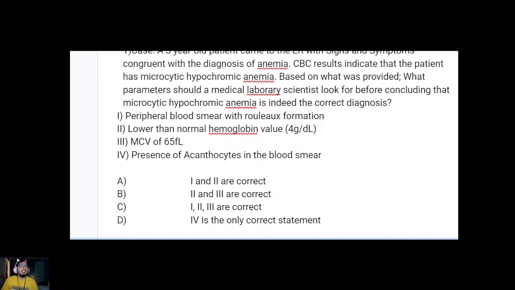A 3-year-old patient came to the AR with signs and symptoms congruent with the diagnosis of anemia. We don't know what type of anemia yet. CBC results indicate that the patient has microcytic hypochromic anemia. So we know now, based on what is provided, what parameters should the medical laboratory scientists look for before concluding that microcytic hypochromic anemia is indeed the correct diagnosis.